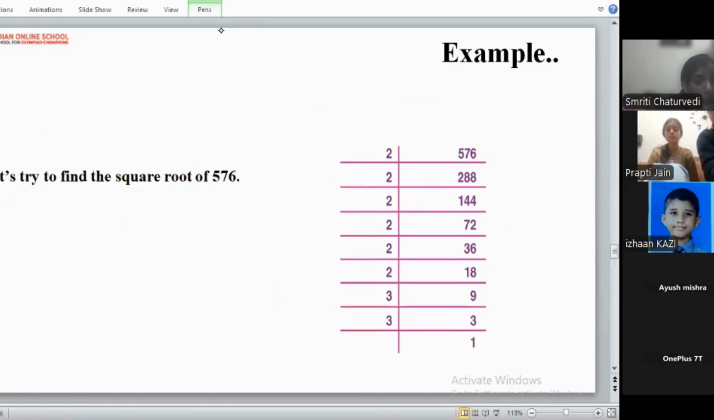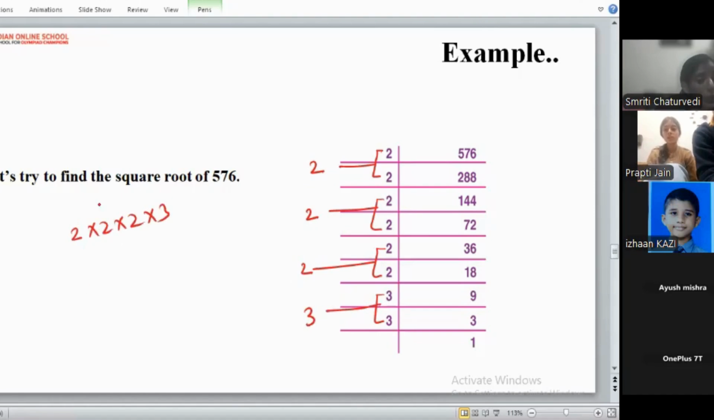Suppose this number is given to us. First, we will do the prime factors of this number. And after that, we will make the pairs. So this pair, another pair, another pair, and another pair. From every pair, we will take out one number. And after multiplying these numbers, we are getting what? 2 2s are 4, 4 2s are 8, 8 3s are 24. So if the question is asking what is the square root of 576, that would be 24. Understood? Got it?